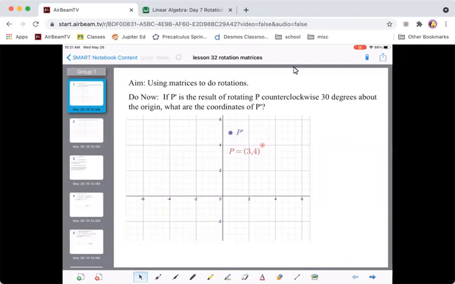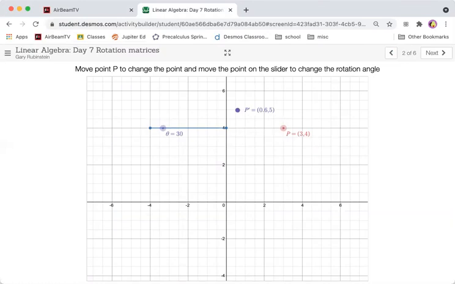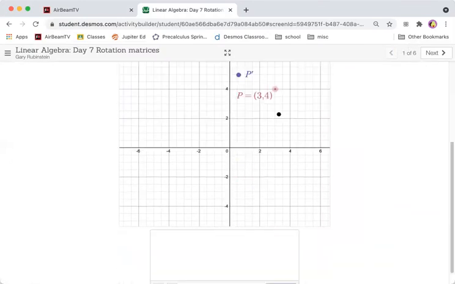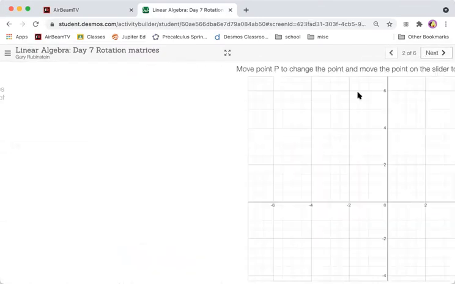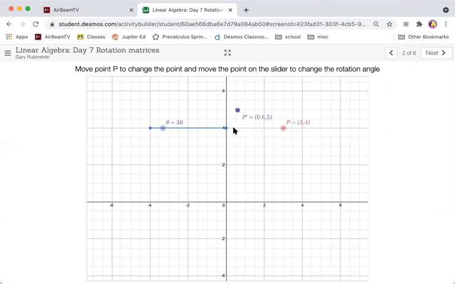So if you go over to the activity, Linear Algebra, Day 7, they have this question here. And on the next page, you have a graph where you could actually see the answer. It ends up becoming (0.6, 5). And I'll show you how we get that. That's the goal of today's lesson.